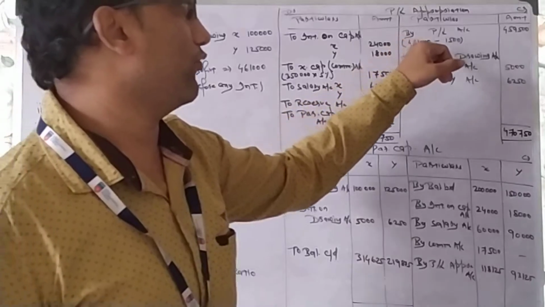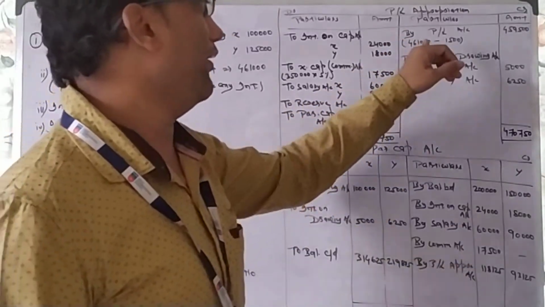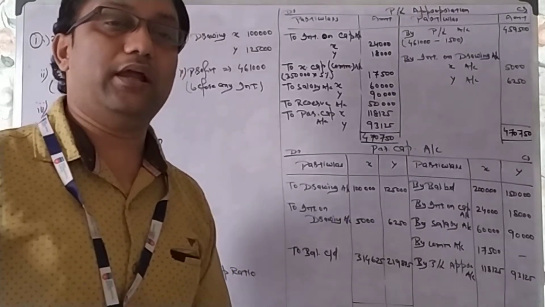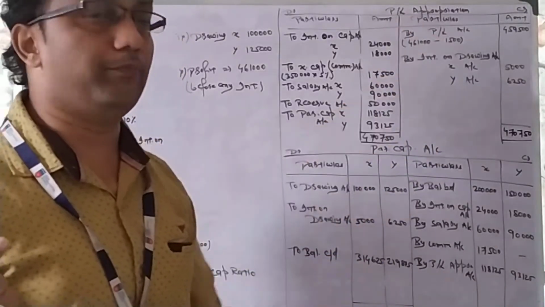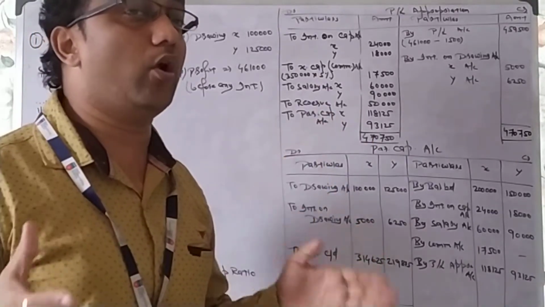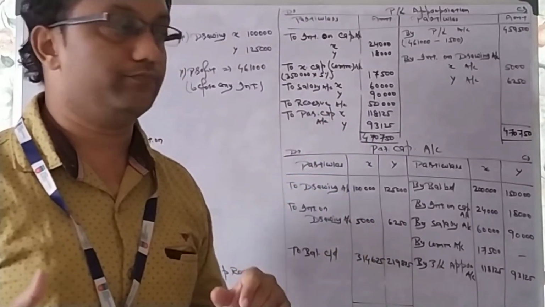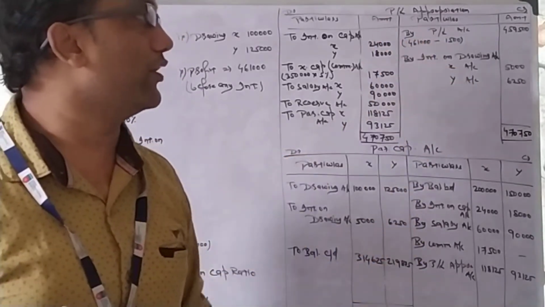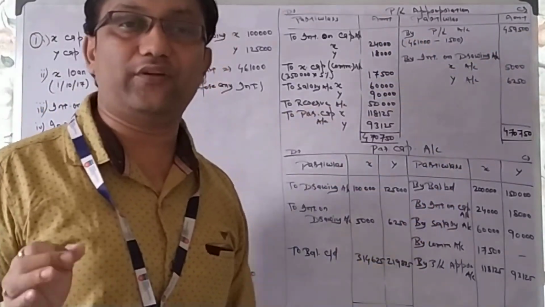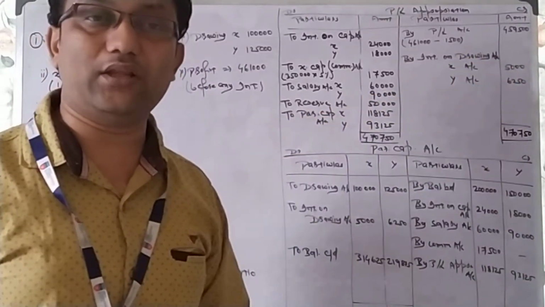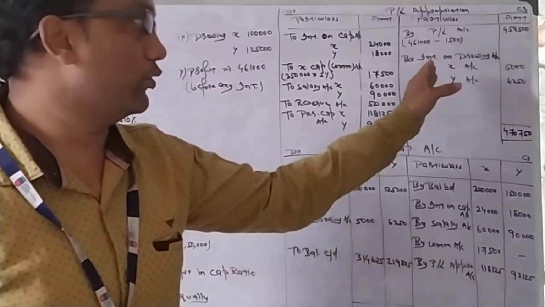So from 4,61,000, I will deduct 1,500. As we have learned, interest on loan and rent to partner are deducted from P&L itself. They are not shown as an appropriation. They are not shown as distribution. So P&L account 4,61,000 minus 1,500 will come to 4,59,500.